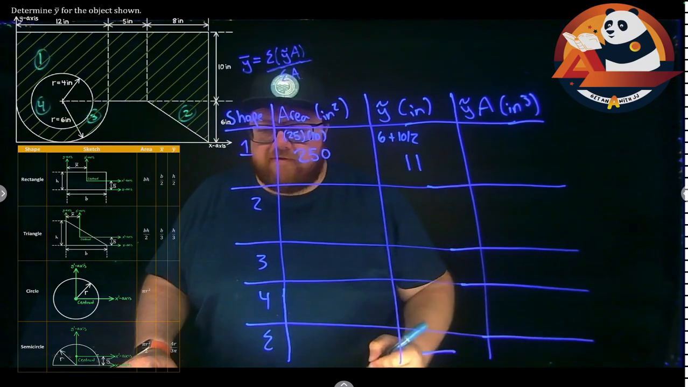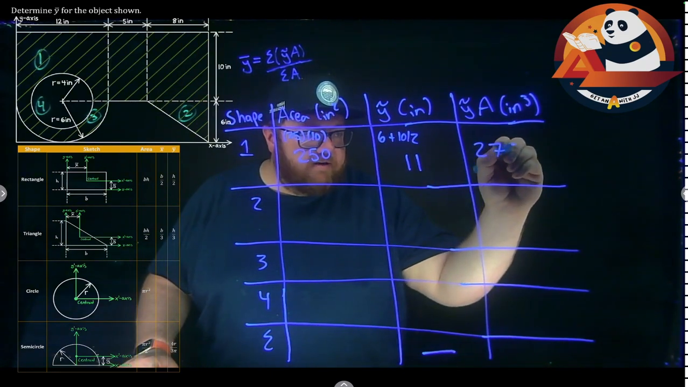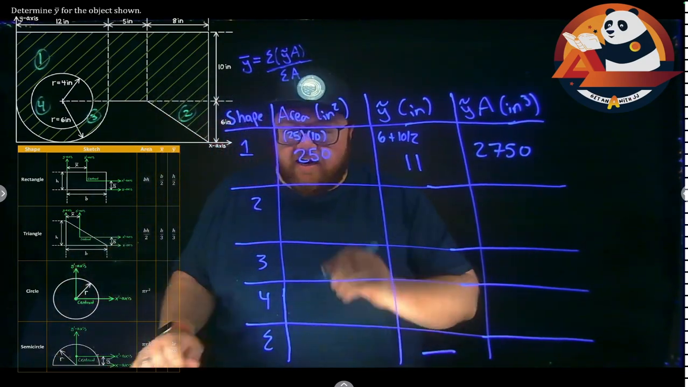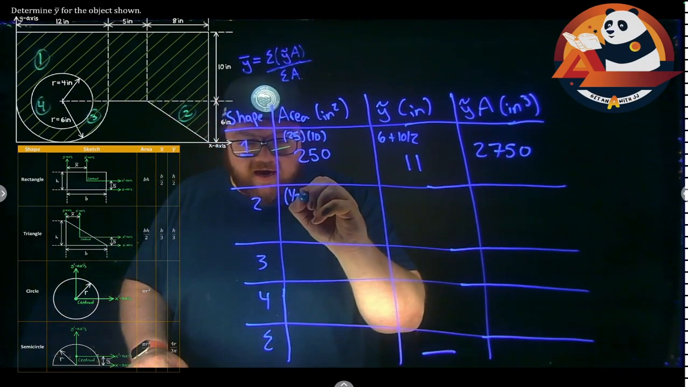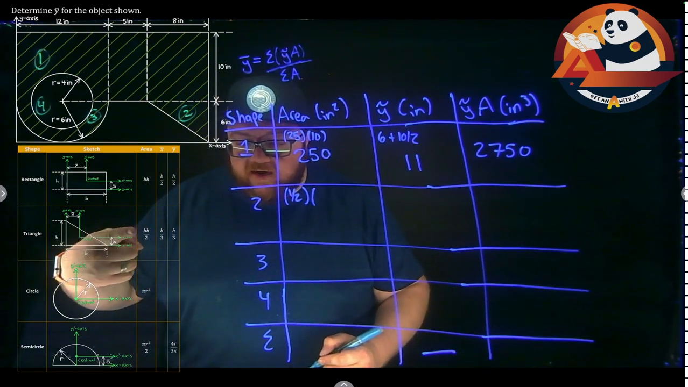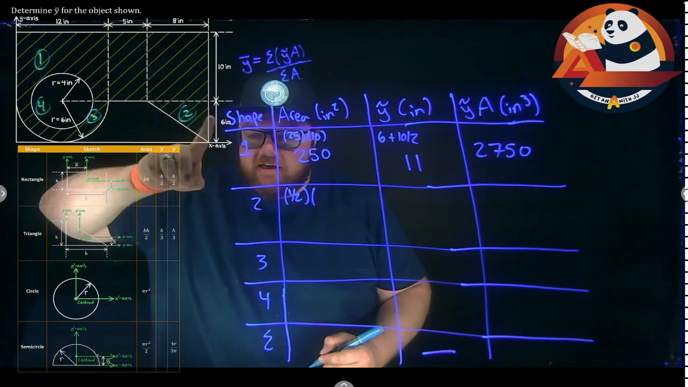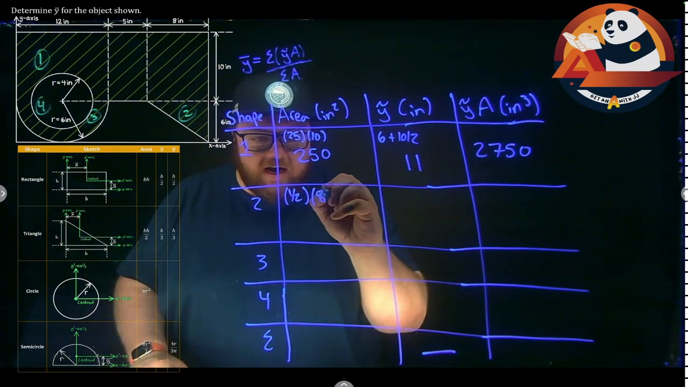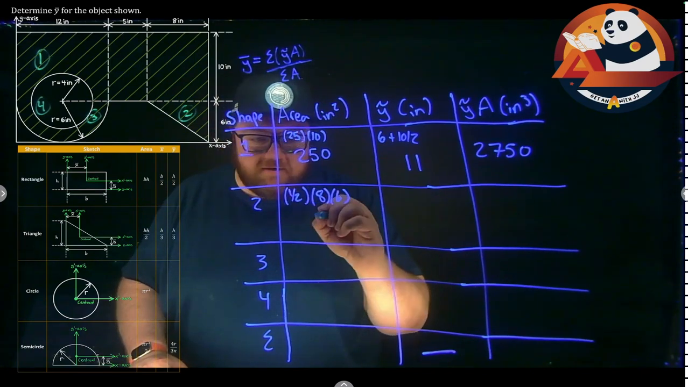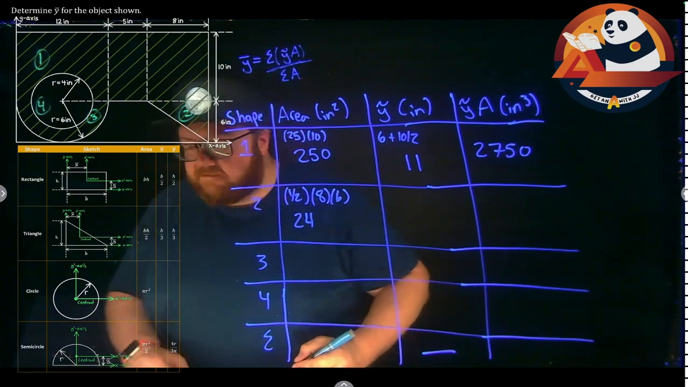This is 11. 250 times 11 is 2750. Shape 2, we had a triangle. The area of a triangle is 1/2 base times height. We have that in our table if we forget it, base times height over 2. But my base here is 8, my height is 6. 1/2 of 8 times 6. Well, 6 times 8 is 48, divided by 2 would get me 24.